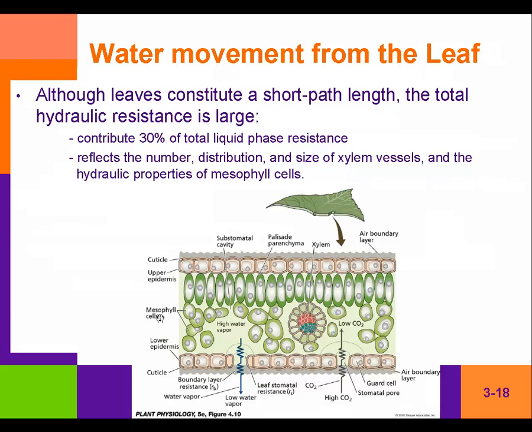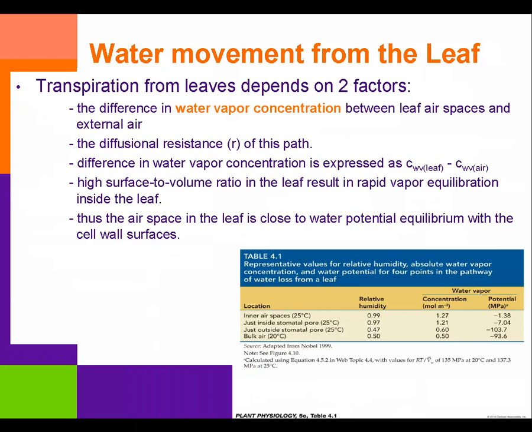However, the resistance to the movement is very large because, first of all, there's this waxy cuticle which prevents a lot of water movement through. And then these stomata here, which allow water to go through very quickly, but they can open and close. So again, the rate at which the water will leave the leaf depends on the difference between the water vapor concentration inside the leaf and that of the air.